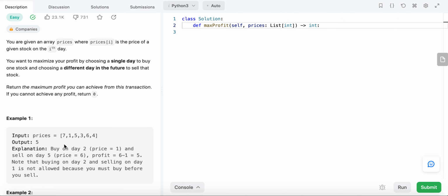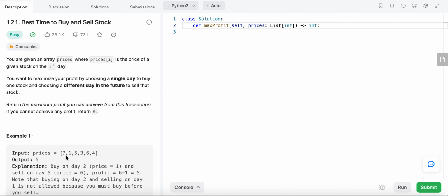For each day, if you are selling on this day, what is the maximum profit? You need to look in the history and purchase the stock when the price is minimum in the past. So basically you want to select a day in the past that has the lowest price, and then you will get the maximum profit up until today.